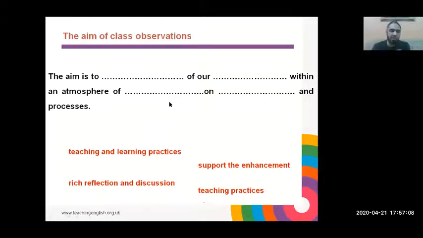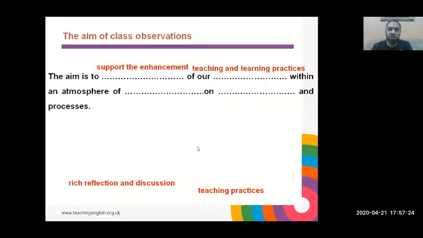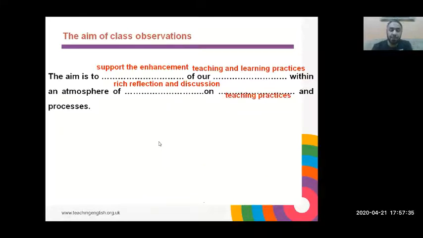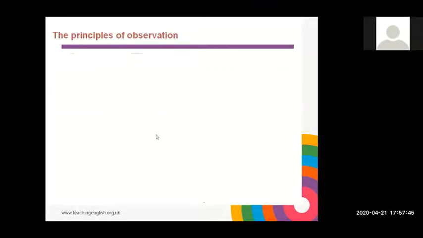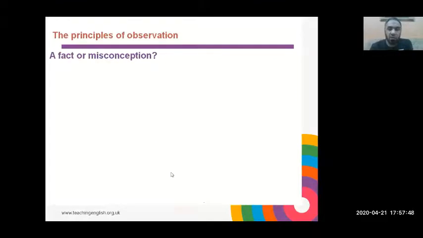Okay, let's see. The first one: support the enhancement. The aim is to support the enhancement of our teaching and learning practices within the atmosphere of rich reflection and discussion on teaching practices and process. So this is the correct order. Thank you.